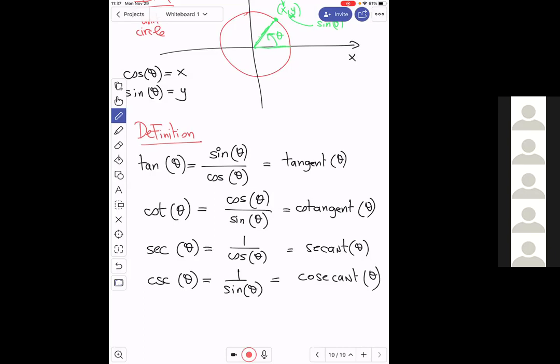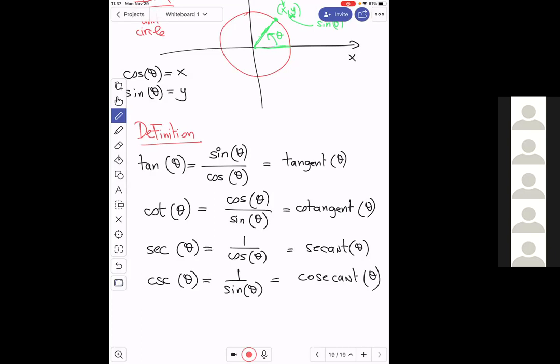Anyway, I think what we really need to understand is the sine and cosine. The tangent, cotangent, etc. are just a consequence of the definition of cosine and sine. Once you understand the cosine and sine, or how to find the cosine and sine of an angle, then tangent, cotangent, etc. is just a consequence of that.